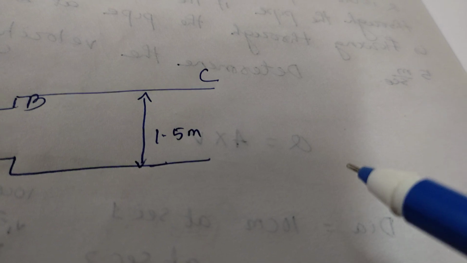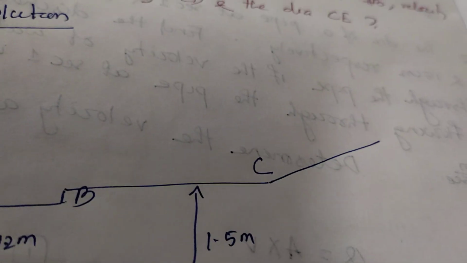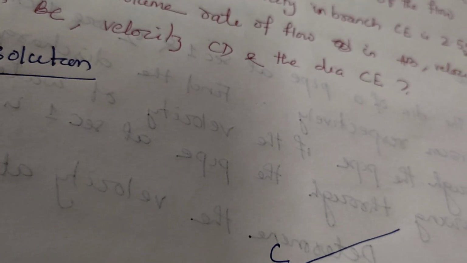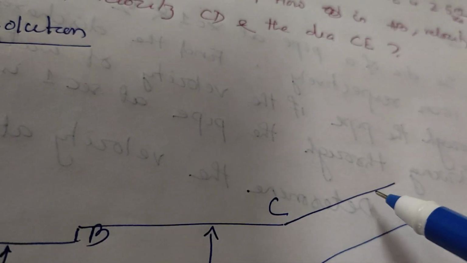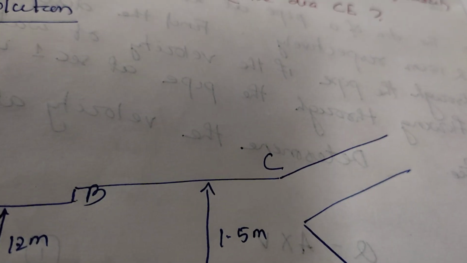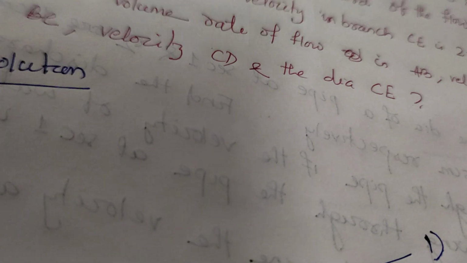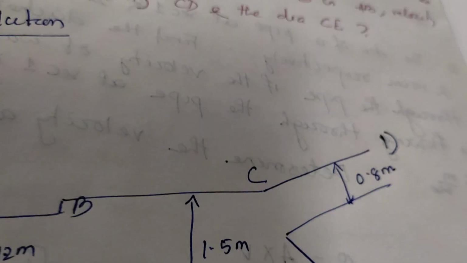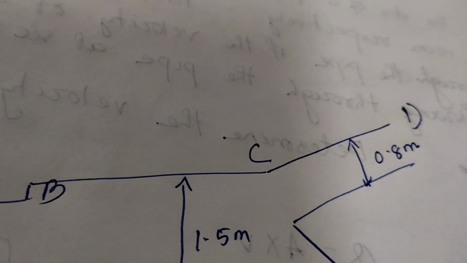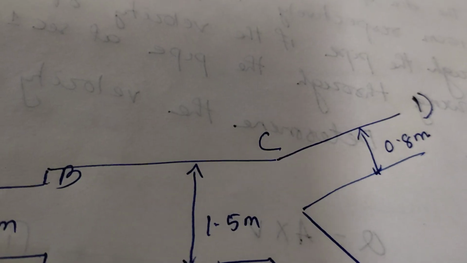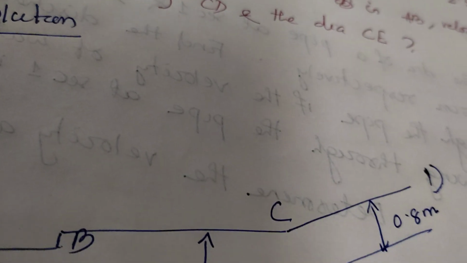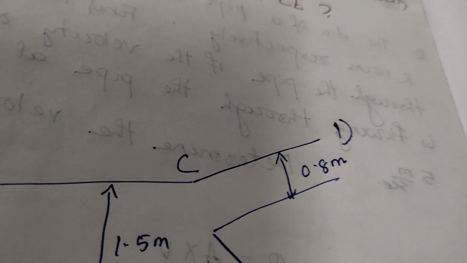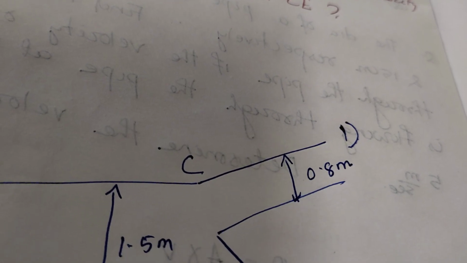Then at C the pipe branches, one branch CD, another is your CE. CD, the diameter is 0.8 meter, carries 1/3 of the flow. That carries 1/3 of the flow. In CE, the velocity is how much? In CE, determine the velocity, that is VCE.